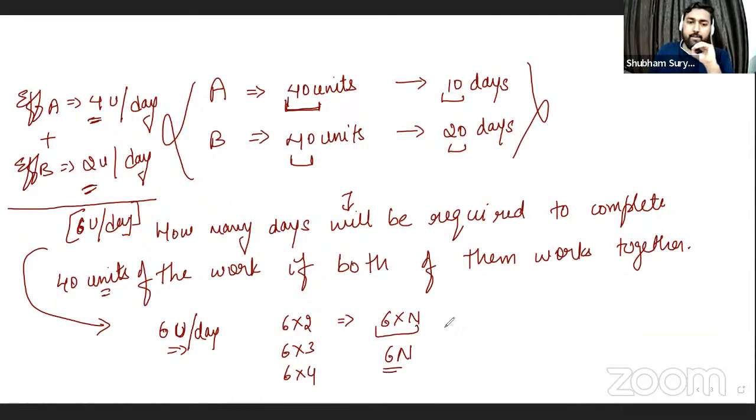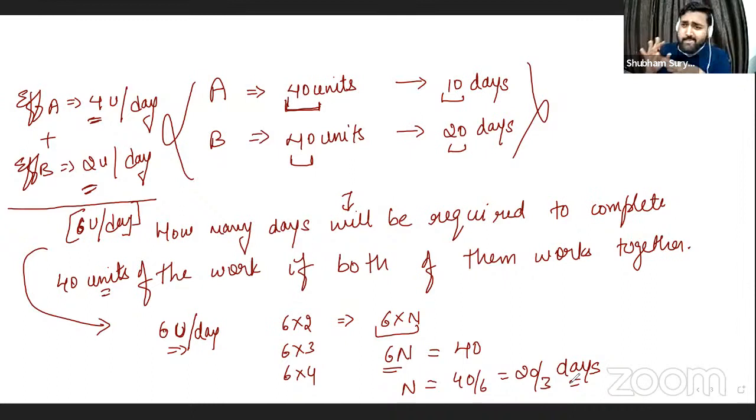Now what we can do is equate this amount of work with 40. That's how we can find the value of n, which is going to be 40 by 6, which comes out to be equal to 20 by 3. So n is the number of days required, so it's going to be 20 by 3 days.